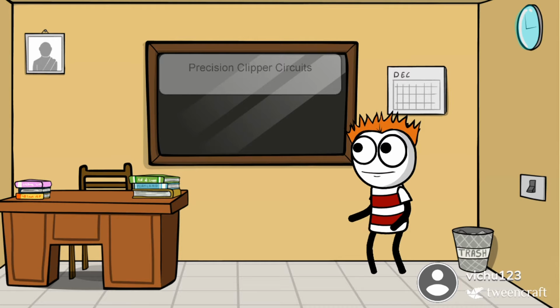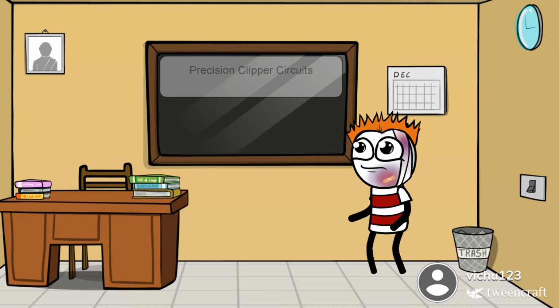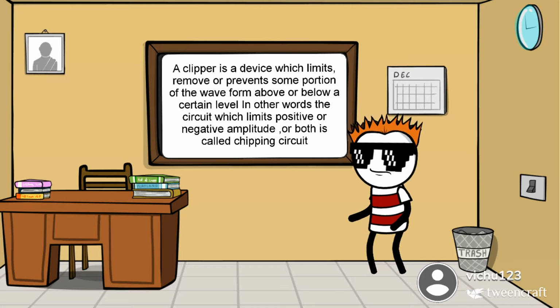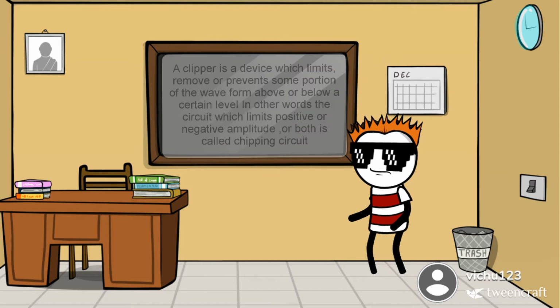So Blackboard, please can you tell us what is a clipper circuit? Come on, don't do like this. Only for me, please tell me what is a clipper circuit? Okay, cameraman Rangaswamy, can you please zoom that Blackboard? Okay.